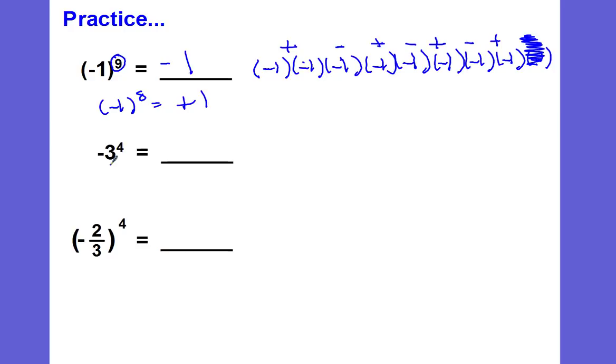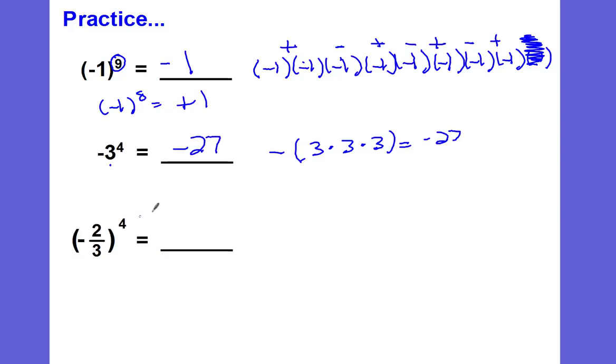It's not going to work here because this negative is not part of our base, is it? The exponent is only touching the 3. It's not touching the negative because it's not inside parentheses. So this is really a negative, and then what's being repeated is a 3. 3 times 3 times 3. And 3 times 3 is 9, times 3 is 27. So it's really a negative 27.